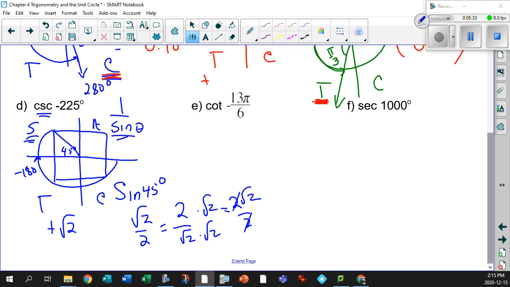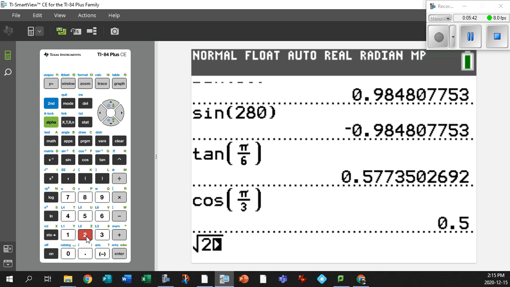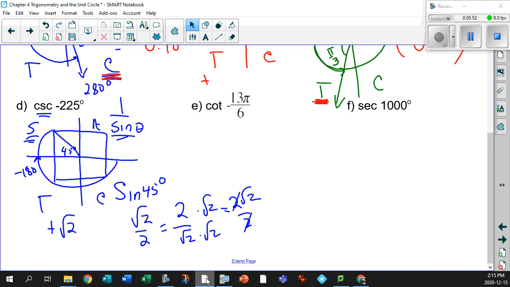It asked for 2 decimal places. So go back into your calculator here and just put the second square root of 2. Notice I don't care about whether it's degrees or radians because I'm just doing calculations here. I'm not doing sine, cosine, and tangent. Hit it. 1.41. Okay, so my answer for this guy is going to be 1.41. Done.